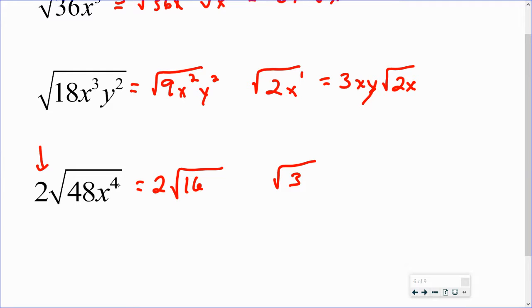X to the fourth, that's even. Let's take them all over here. All right, so this is 2. The square root of 16 is 4. Square root of x to the fourth is x squared. And now 4 times 2 is 8. X squared, the square root of 3.